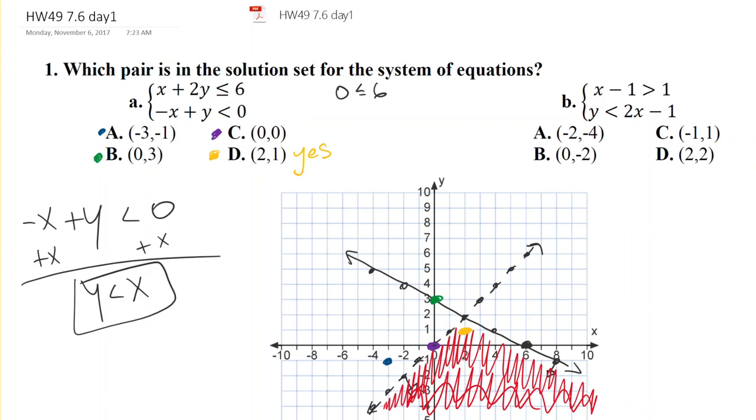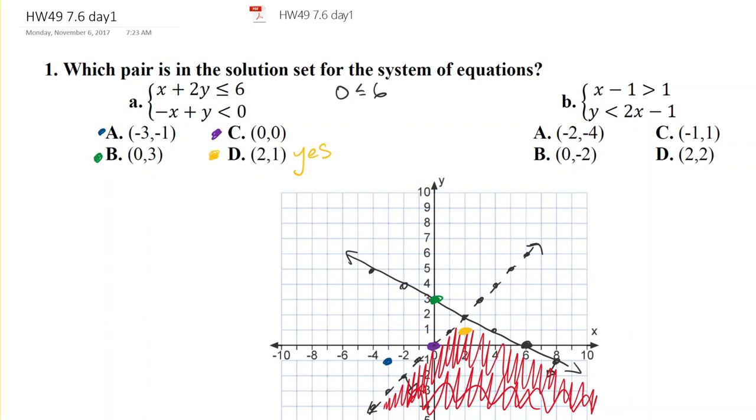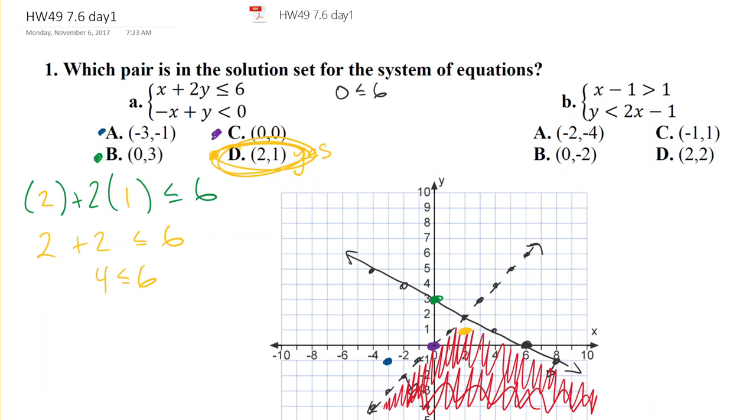So now let's do this algebraically. Algebraically, we need to take these equations. So our top equation, x plus 2y is less than or equal to 6, and we're going to substitute in 2, 1 and see if that works. So x is 2, y is 1, so 2 plus 2 times 1, which is 2. Is 4 less than or equal to 6? Yes, that's true. So now let's go to that next equation.